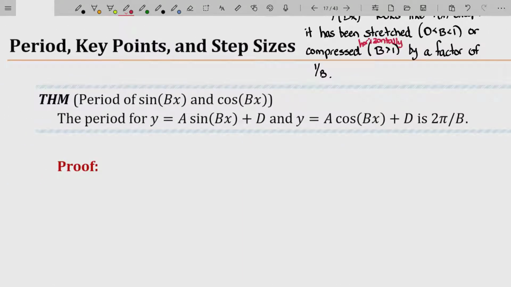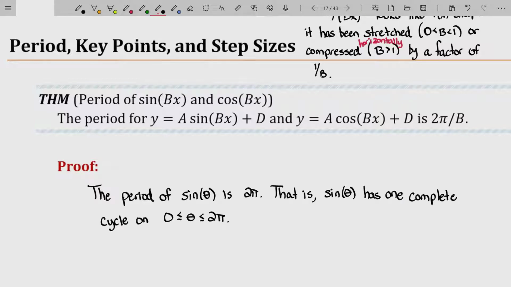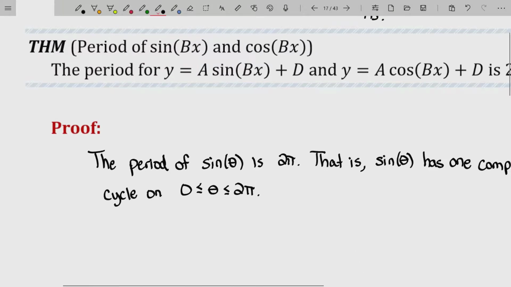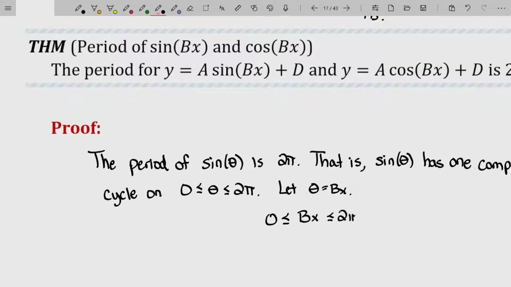And why is that the case? Well, here's the proof. The period of sine of theta, and by the way, I could have called this cosine of theta, it's the same proof either way. The period of the sine of theta is 2 pi. That is, it goes through one full cycle on the interval 0 to 2 pi. However, in this case, our angle is not theta, but instead our angle is bx. So if we allow theta to equal bx, then we have the interval bx is between 0 and 2 pi.